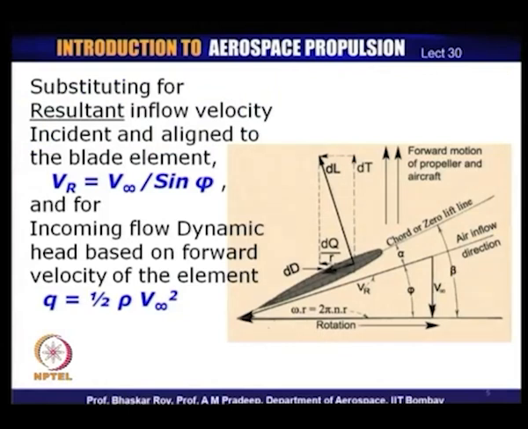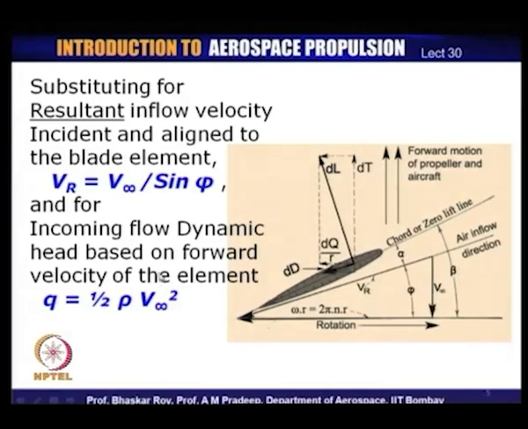Now, if you proceed along those lines, and from the flow geometry that we have created, the resultant inflow velocity is aligned to the blade element, and if we write down V r as V infinity, which is the forward velocity or the incoming actual velocity, by sin phi, which is the angle it subtends, and the incoming flow dynamic head based on the forward velocity of the particular element.